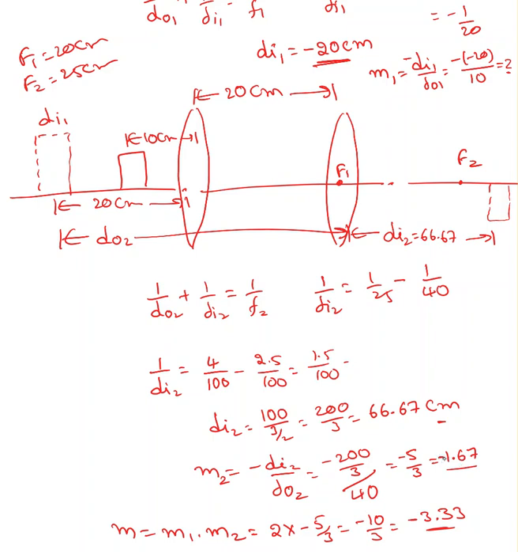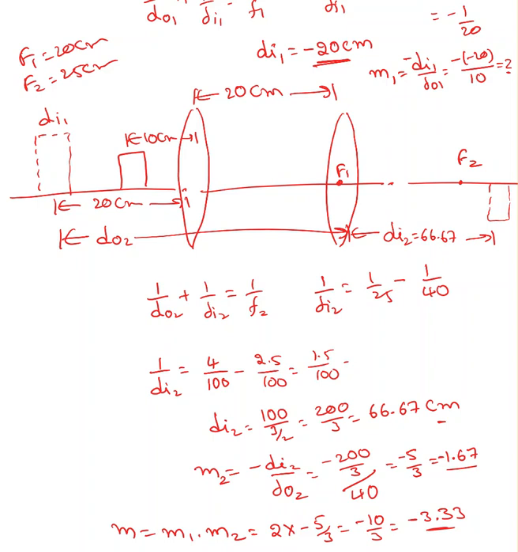So here I have a negative magnification factor. That means the image is going to be inverted. Your final magnification factor is minus 3.33. That's a real image, and it is inverted, and it is 3.3 times bigger than the object.